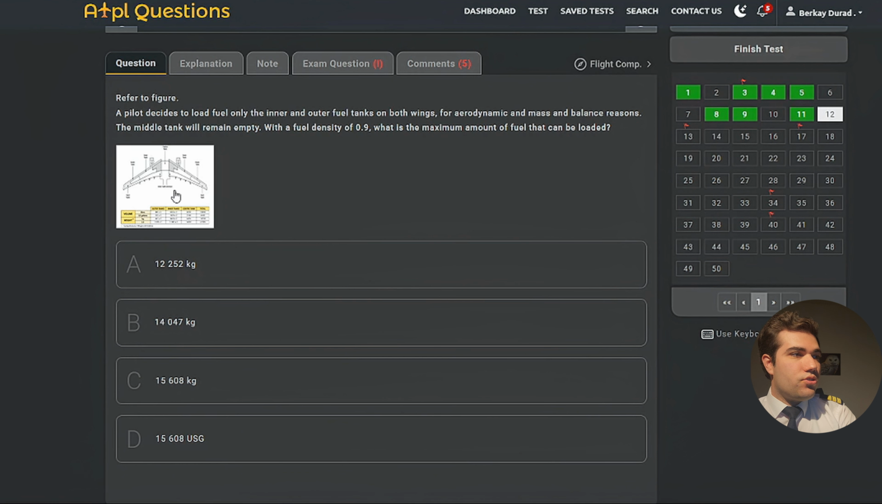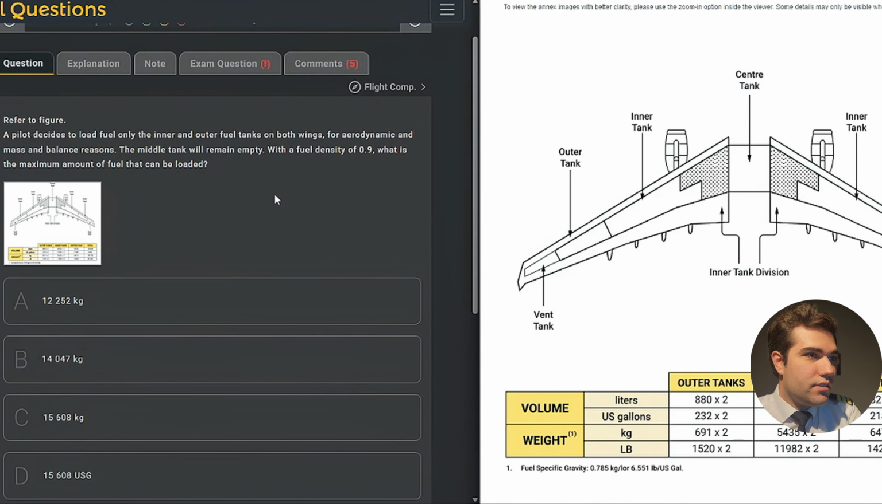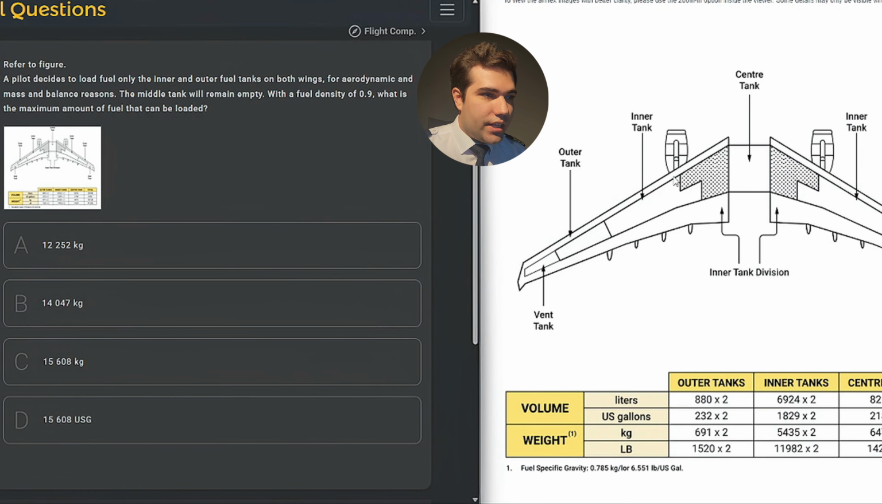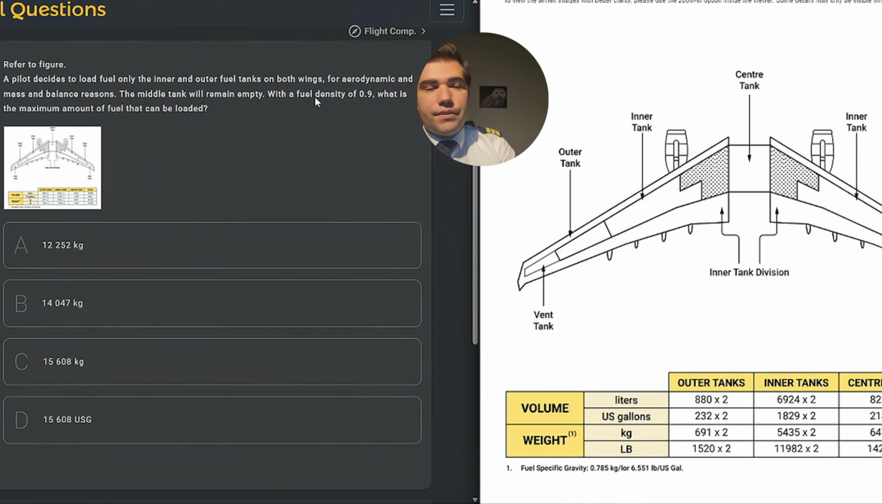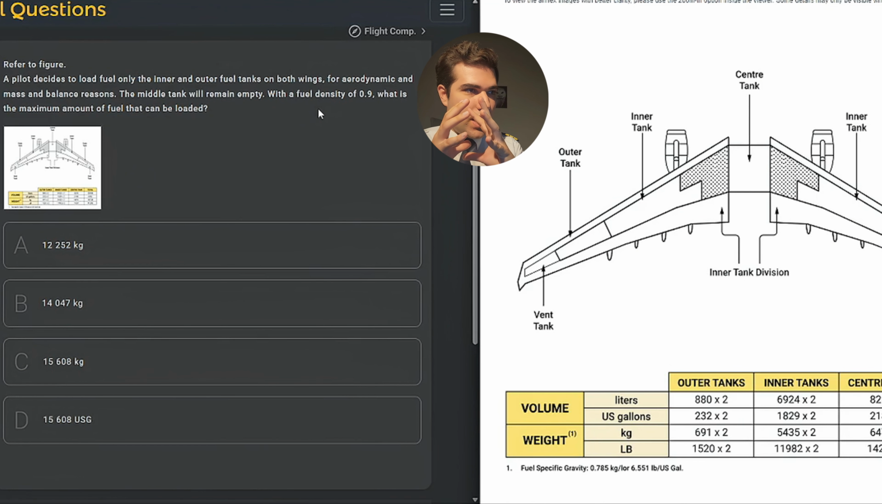Alright, so let's open our annex right here, and I would like to just multiply my screen. The question was asking for the inner and outer tanks. So those two. We already have the liters right here, and why we have to calculate with 0.9 is because the fuel density is dynamic. It always changes. If you're at a hotter airport, the fuel expands more, and if you're in a colder atmosphere, it will be more compressed.